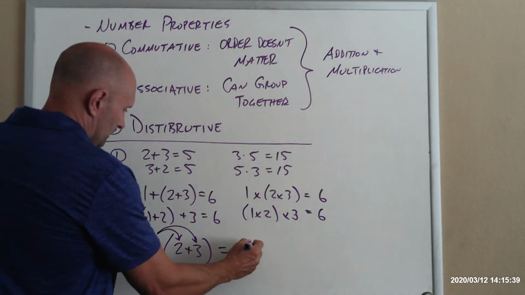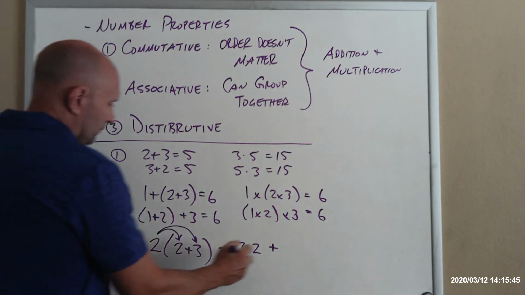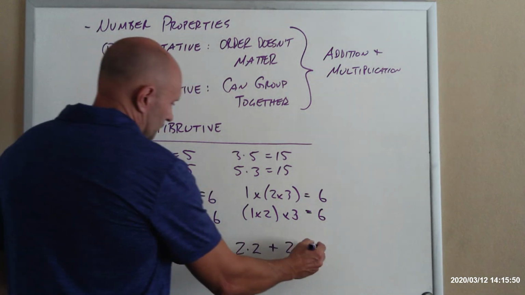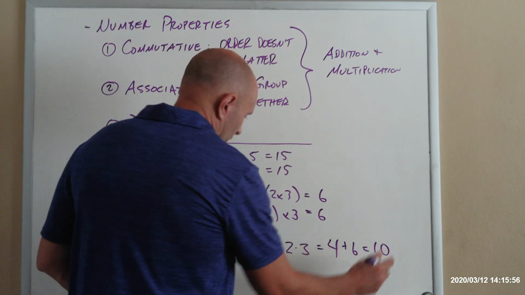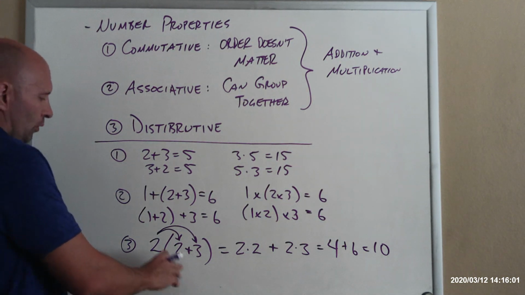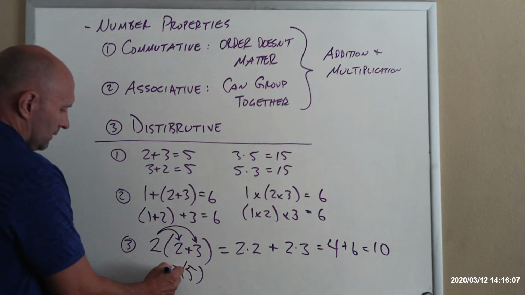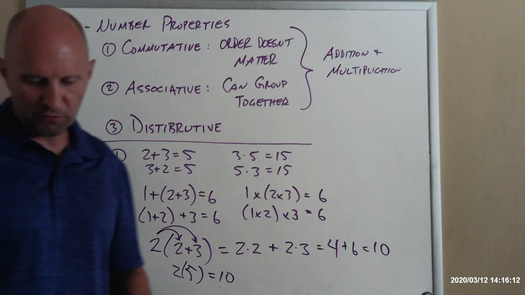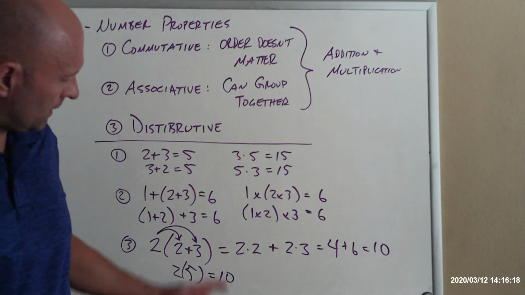So this is what? 2 times 2. And then I have a plus sign here. And now I'll multiply it again. 2 times 3. So we get what? 2 times 2 is 4. 2 times 3 is 6. So this is equal to 10. The other way we could have done this is what? Our PEMDAS that you guys have learned, 2 plus 3 is 5. 2 times 5 is 10. So we get the same answer whether we use the distributive property or we use the PEMDAS.